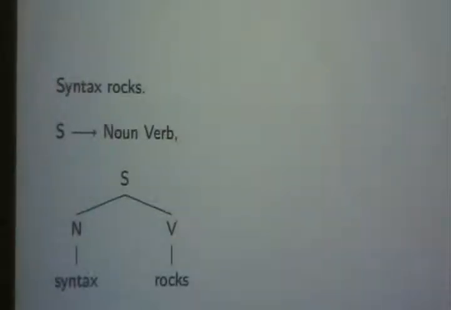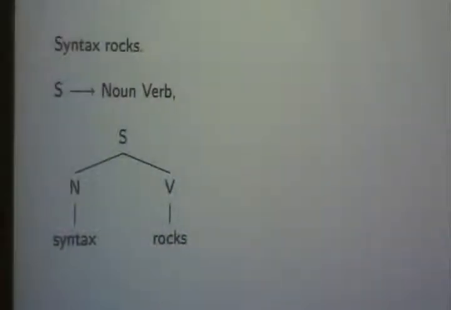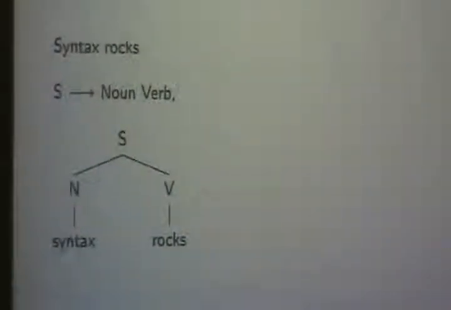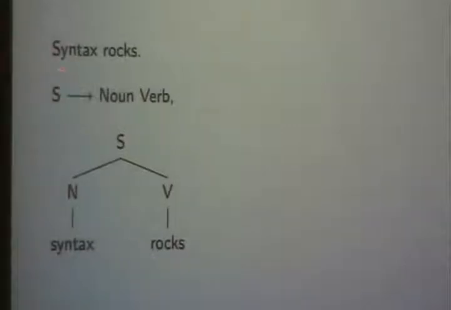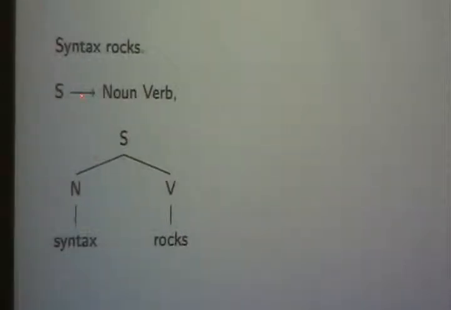And here's a way of representing, using these little graphs, how these two words arrange themselves according to this rule. So this and this mean the same thing, except here we're spelling out which particular noun and which particular verb are chosen. So a sentence can be a noun followed by a verb. These two together make a sentence, and in this instance, the noun is "syntax," the verb is "rocks."